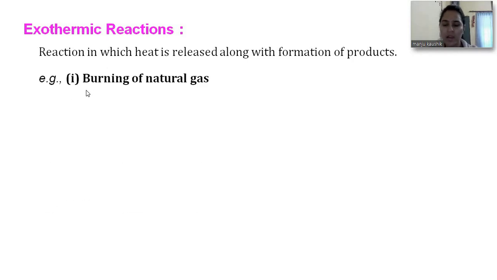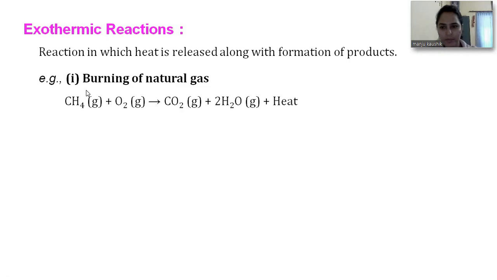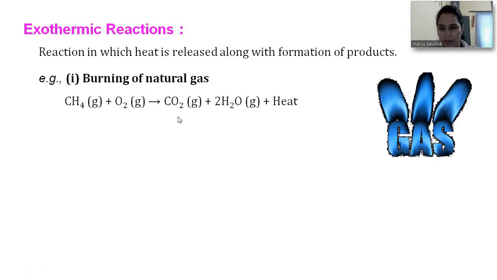For example, burning of natural gas, like CH4 is a natural gas. It is methane gas. So when it burns in the presence of oxygen, it produces carbon dioxide, water molecules, and heat is released. As you can see here, in the product side, heat is being released, which shows it is an exothermic reaction. So in case of exothermic reaction, heat is written in the product side. Okay students, let's see one more example.